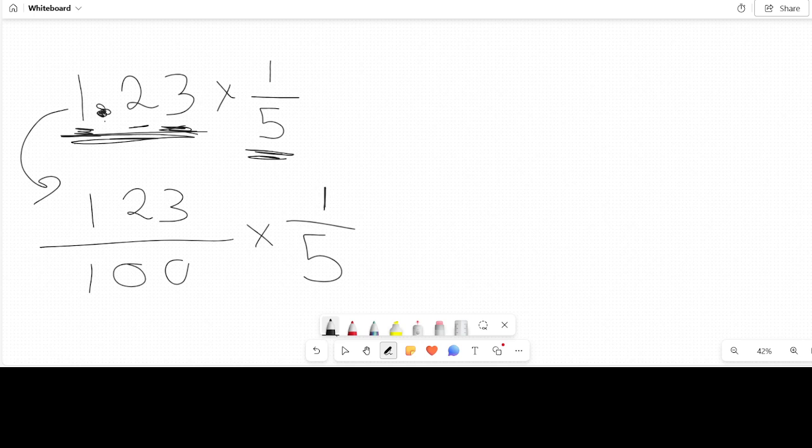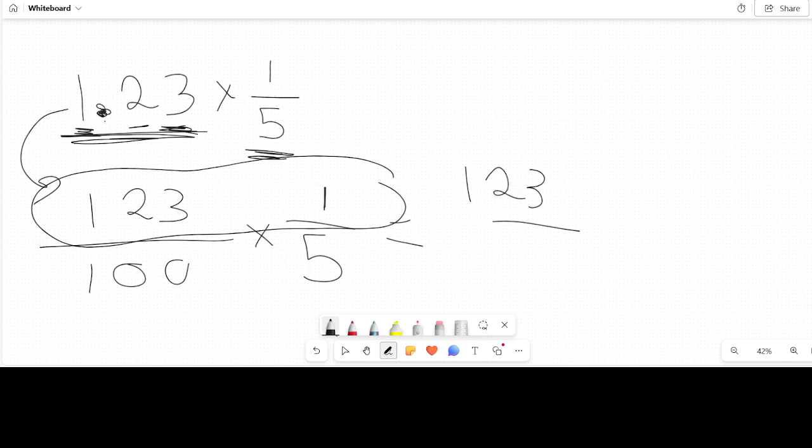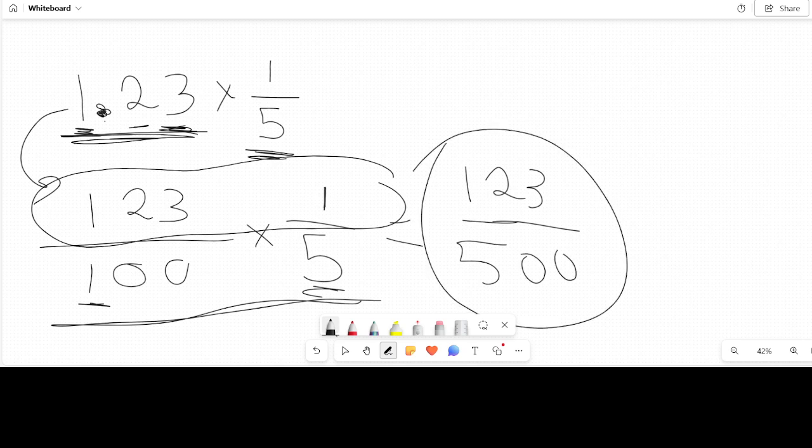Now, the same rules for multiplying fractions continue to apply, regardless of whether or not your fractions are in base 10. So you're going to go ahead and multiply out your numerators. You're going to do 123 times 1, which is 123, over 5 times 100. 5 times 1 is 5, and then you go ahead and attach your 2 zeros. You get 123 over 500.